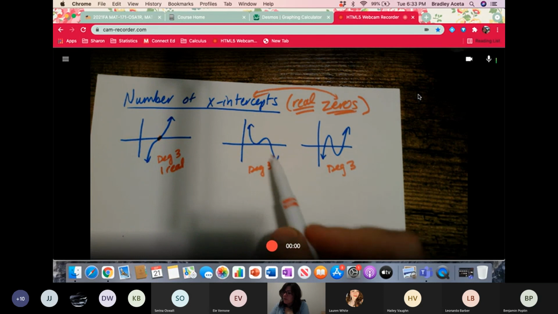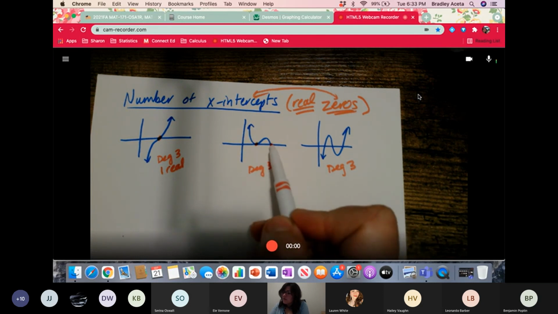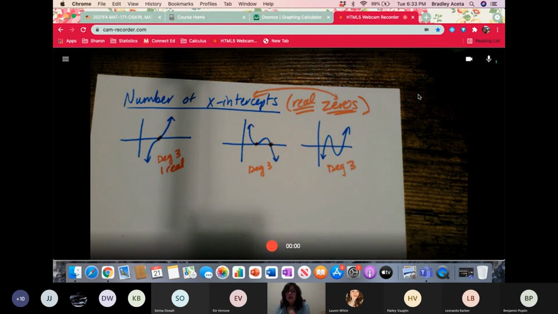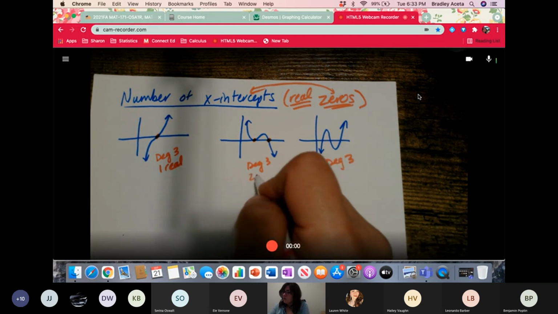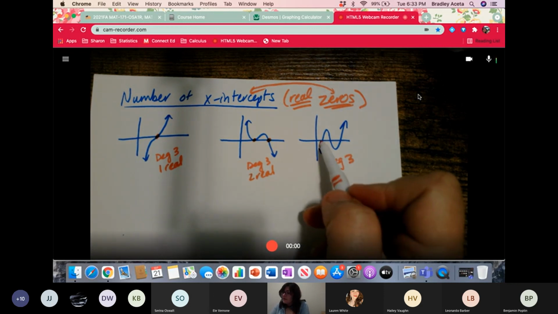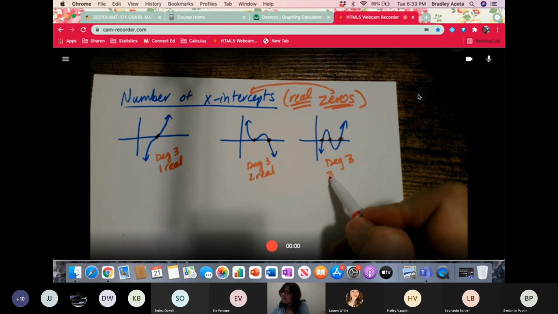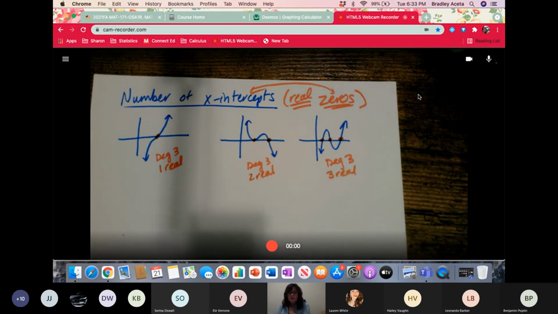This one right here, this cubic function, it is touching right here, and then it's crossing right here. So this actually has 2 real zeros. This one crosses the x-axis at 3 spots, so this has 3 real zeros.